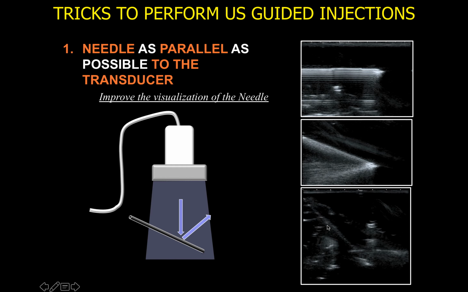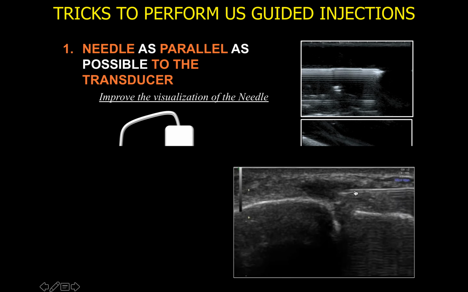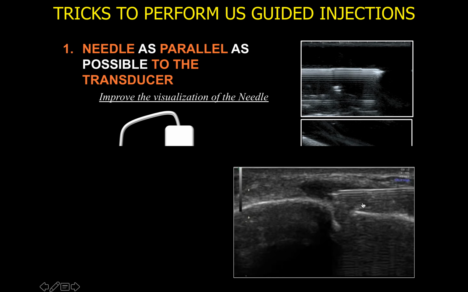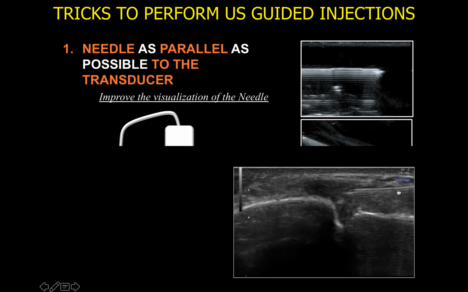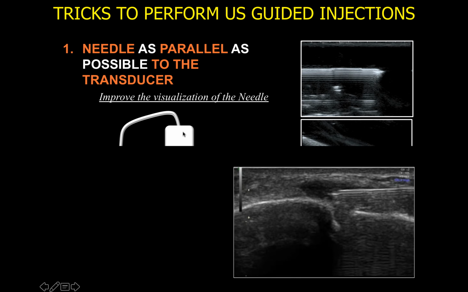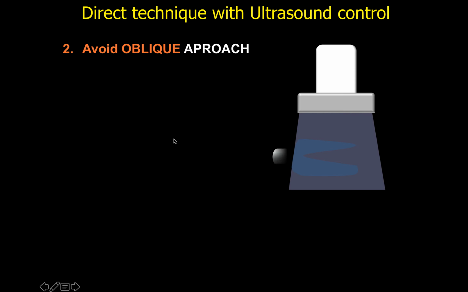In this example, a very thin 25 gauge needle in a tibio-peroneal syndesmosis injection, we see the whole needle with the reverberation, just because of the parallelism of the needle and the transducer. The second tip is to avoid the oblique approach.